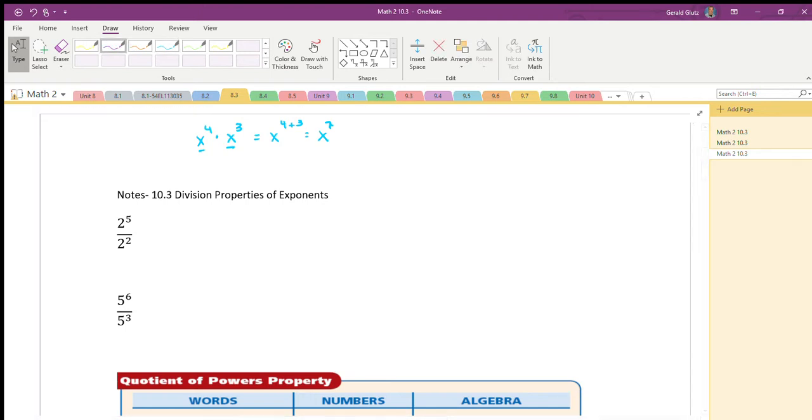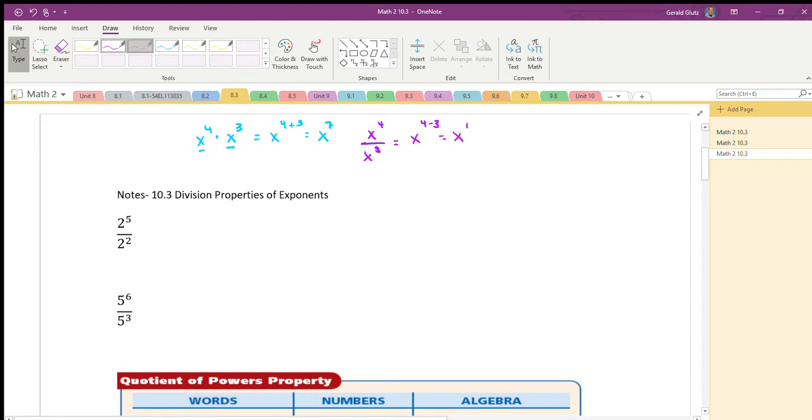So if I was dividing them, dividing is the opposite of multiplying, right? What do you think I would do with the exponents? So when I multiply, I add them. So what do you think we're going to do when we divide them? Hopefully you are saying subtract, which would be correct. So that would be x to the 1. So that's what today's lesson is all about.